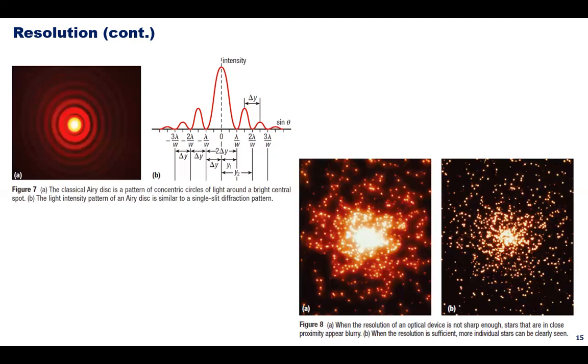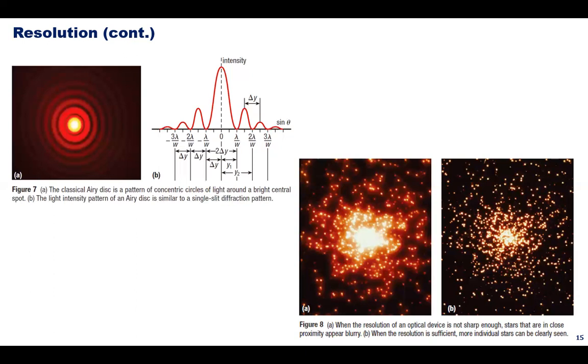But factors other than diffraction affect the resolution of lenses, such as those on cameras. So as you can see here on the bottom right, when the resolution of an optical device is not sharp enough, stars that are in close proximity appear blurry. Whereas figure 8b shows that when the resolution is sufficient, more individual stars can be clearly seen.